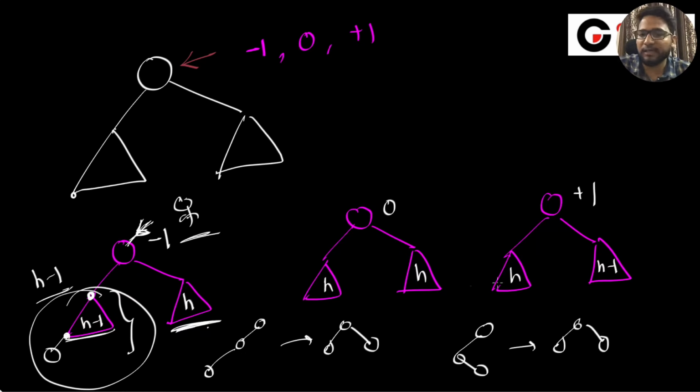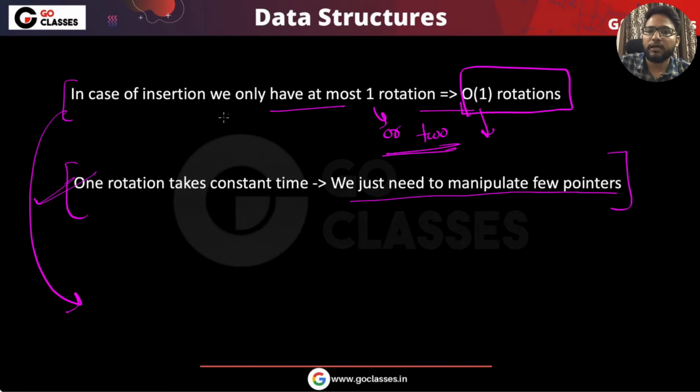Similarly, it is true for all the cases. If you insert here, then the height is h+1, but if you rotate, again the height is h. So from this node's perspective, nothing has changed, right? Just by one rotation, you can fix the tree. So in case of insertion, you need at most one rotation. We will see deletion, where one rotation might not be enough.